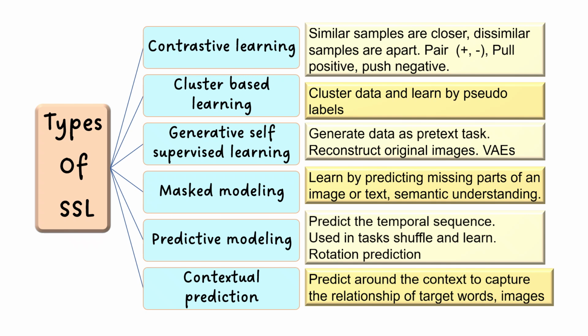Contextual prediction. Predict around the context to capture the relationship around target words or images instead of looking at data in isolation. Contextual prediction is about observing surroundings. Moving on to the next slide.